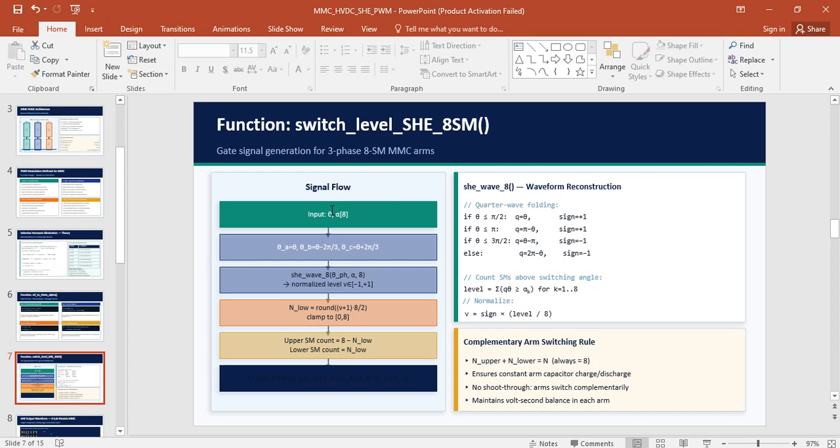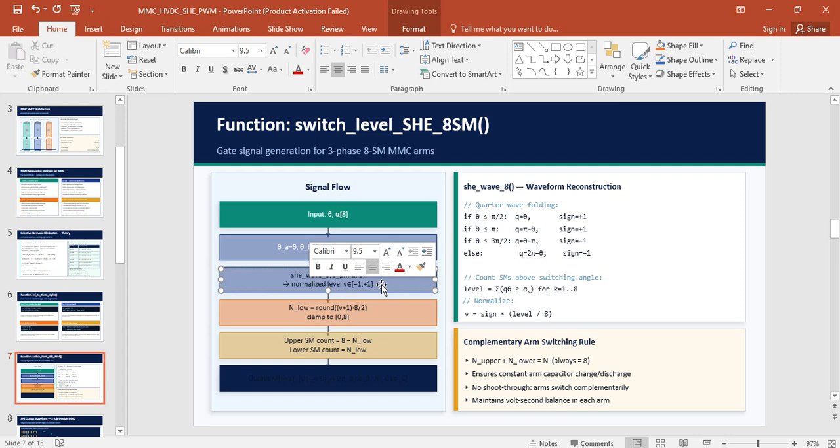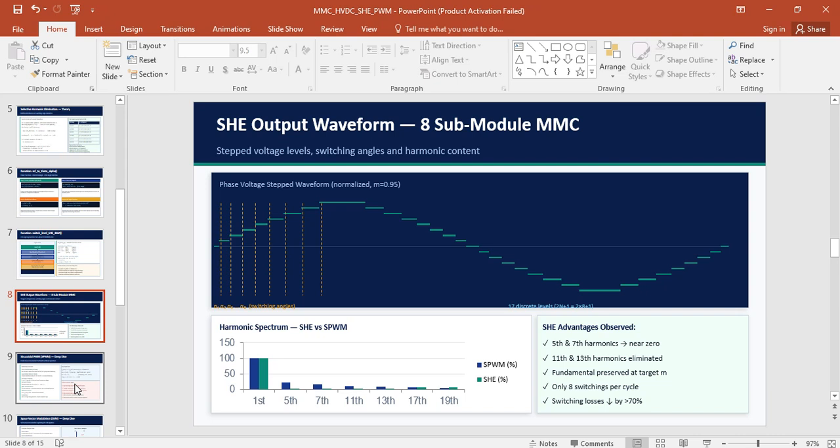This is the overall signal flow. You have an input signal, you convert it into the alpha beta terms, then from there you find the angles and the modulation index, then you give it to the selective harmonic elimination method, where the normalized level is -1 to +1. Then based on this, the particular signals are generated and used depending upon this waveform. So this is the expected output, the SHE output.